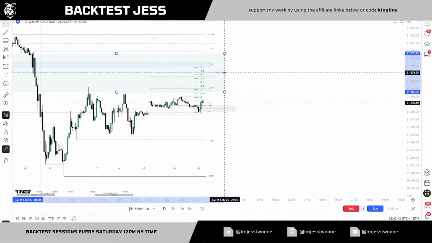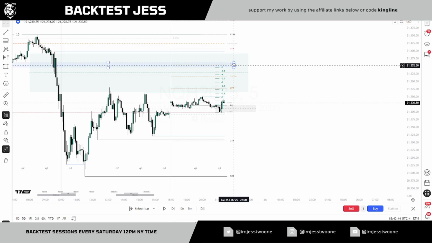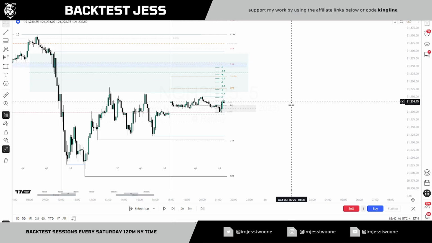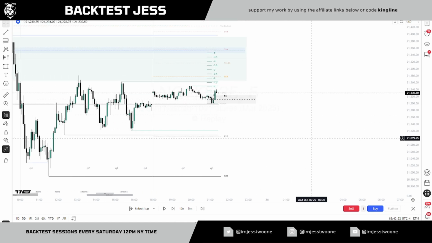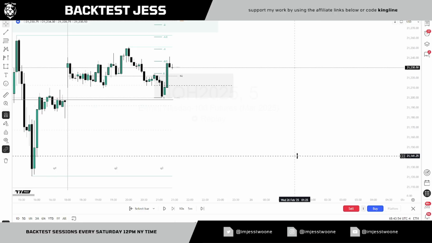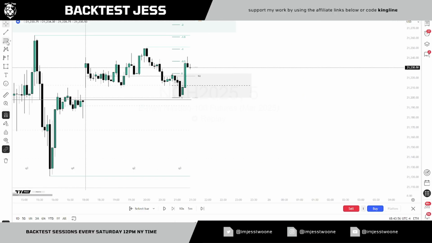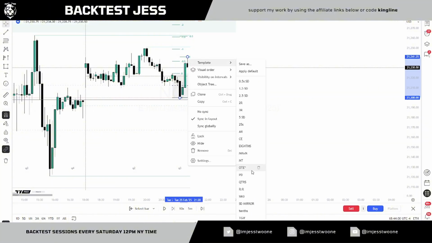right into that hourly SIBI CE. 5 brings us into the BPR, but this is all golden pocket to OTE level. So now let's see if we get the trade or not. We first need OTE to be met.